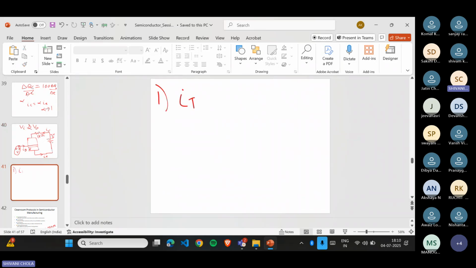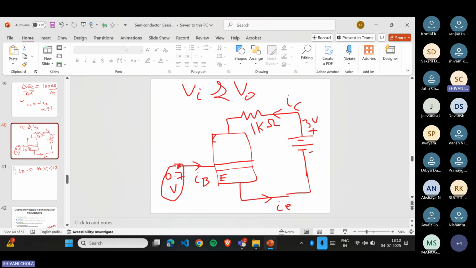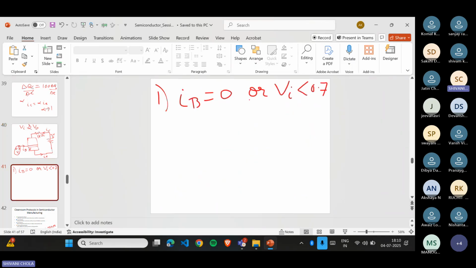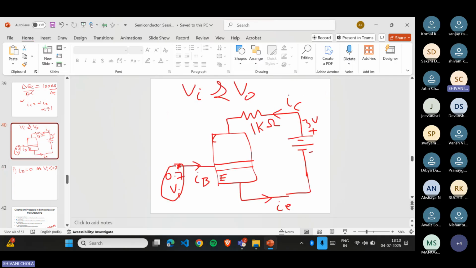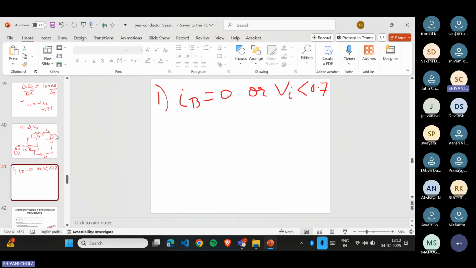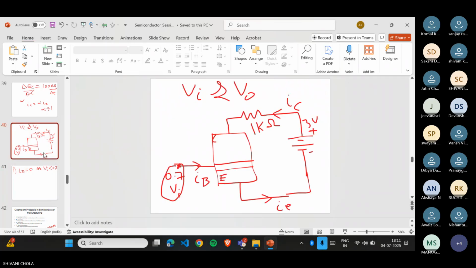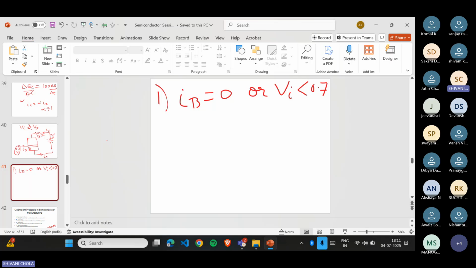What will happen if your IB is equal to 0, or V input is less than 0.7? This is your V input. So what will happen in the first case? If your IB is 0, it means current through the base is zero, or if your potential is less than 0.7, what will happen? Cutoff. Yes, it's called cutoff state, because beta is equal to IC upon IB.